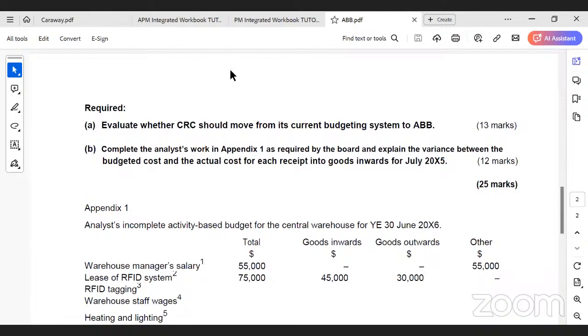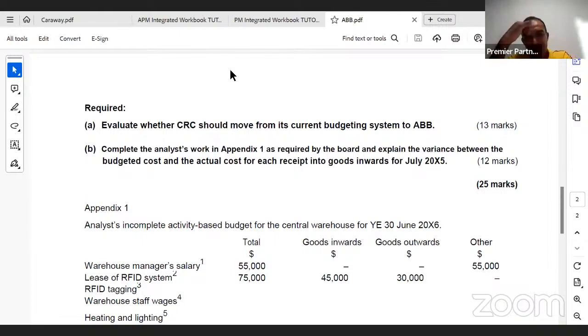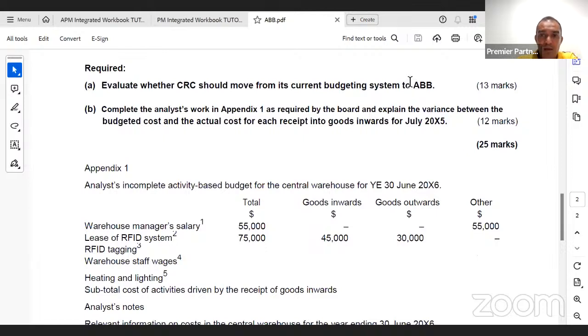All right, so I hope you've gone through the question. Now, I want to do a small exercise with you. Now, look at this. Evaluate whether CRC should move from its current budgeting system, right? Whether they should move from its current budgeting system, to ABB. Can you tell me what is their current budgeting system?